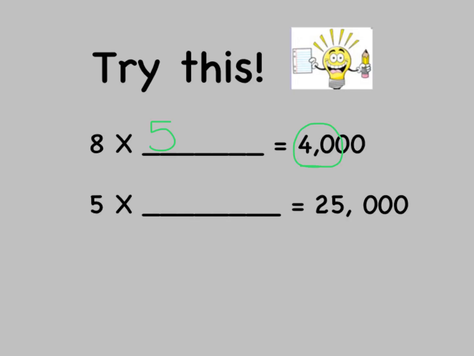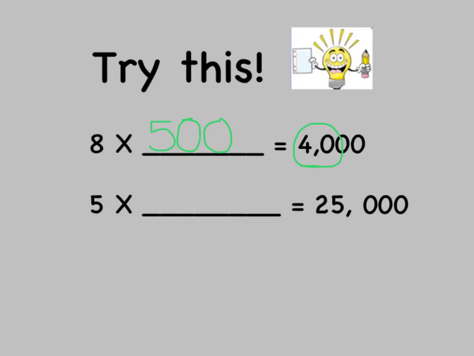But as I look, it's not just 40, it's actually 4,000. So now I have to remember to hold my ones and my tens place with that 0, giving me the multiplication problem 8 times 500 equals 4,000.